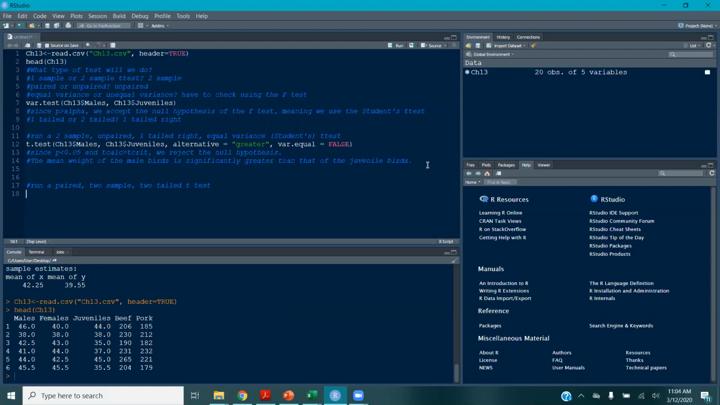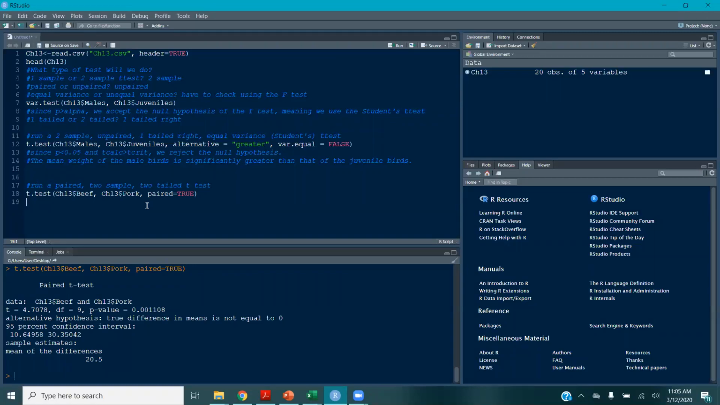To run a paired test in R, we will use t.test. Our data is coming from the Chapter 13 variable, and we are using the column beef, comparing that to Chapter 13 column called pork, and we will use the argument paired equals true. This tells R to run a paired t-test rather than an unpaired t-test like we did for the first worked example. Let's run this line.